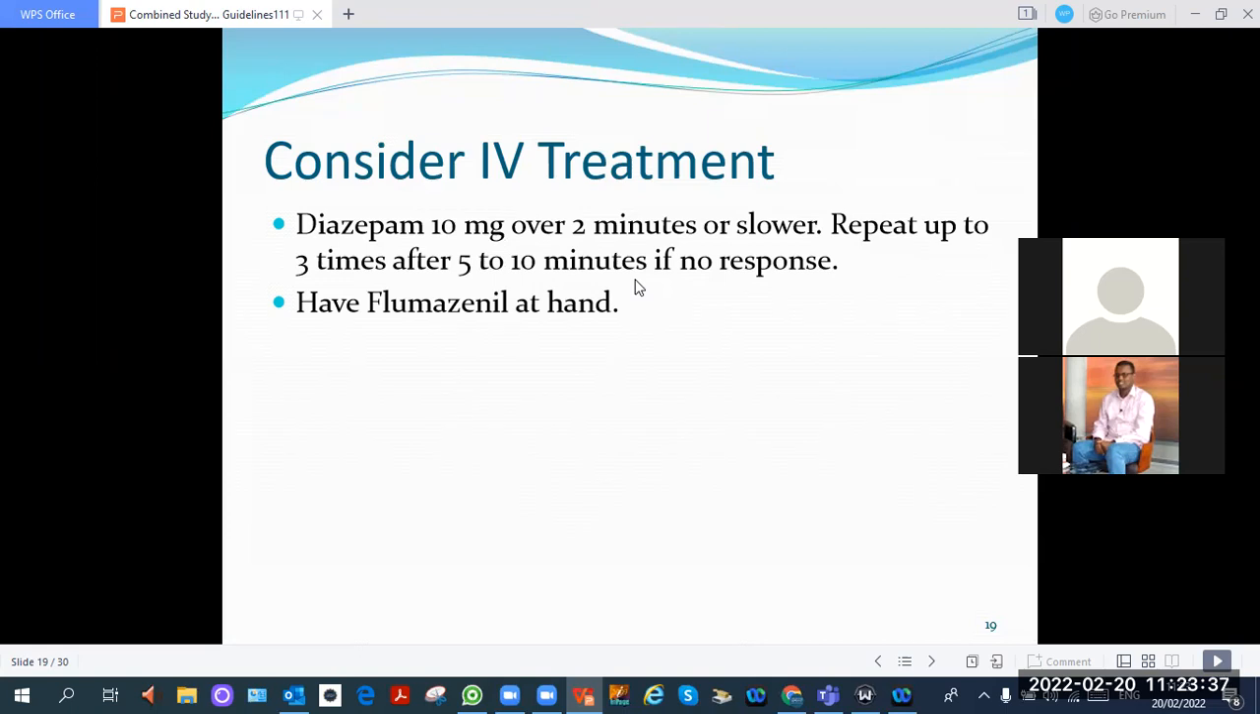And of course, when restraining, it's not like the police of some countries. You can't press their jugular veins, otherwise the patient will die. So carotid arteries. You have to restrain them quite ethically, in a non-harmful way, and you have to monitor vitals at the same time. You can even do pulse oximetry there and then. And you can repeat diazepam up to 3 times after 5 to 10 minutes of each injection. Have flumazenil at hand.